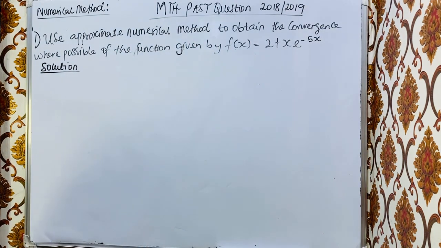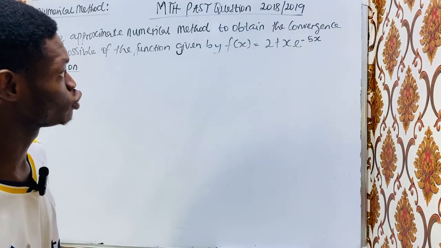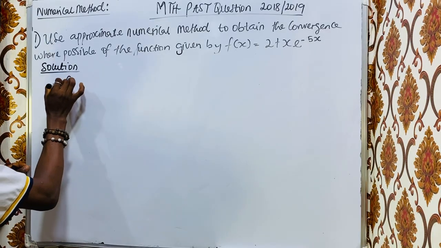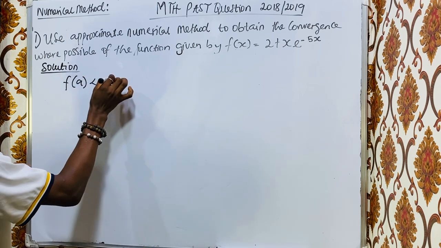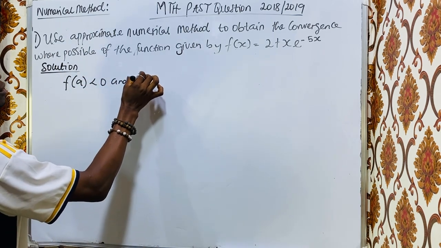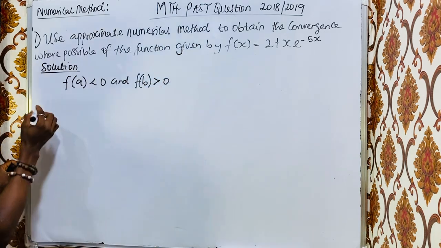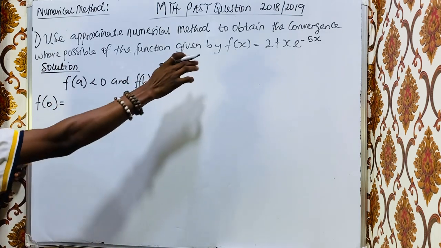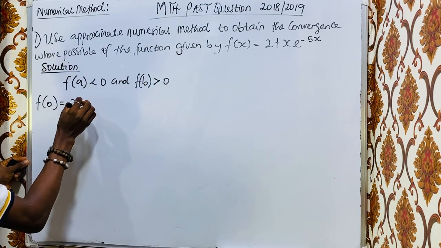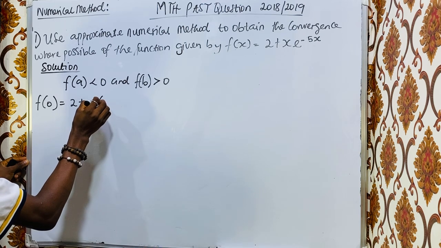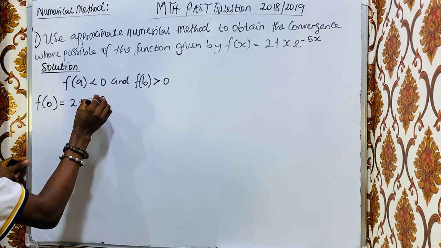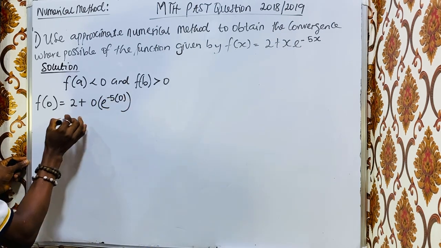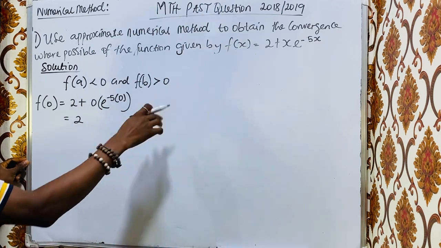Because we are not given our initial guess, we are going to use the bisection method to get our initial guess. In the bisection method, you know that f of a will be less than 0 and f of b will be greater than 0. So we pick our value of x to be 0. Putting it in this equation, we have 2 plus 0 times exponential negative 5 times 0. So this will yield us 2, because 0 times all these things is 0.